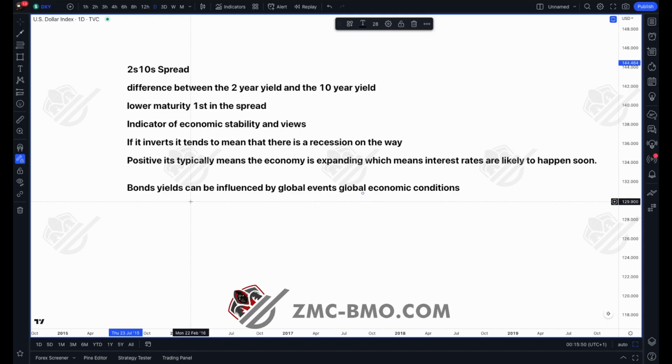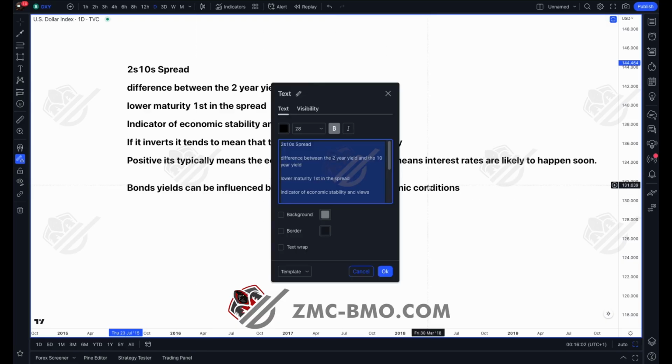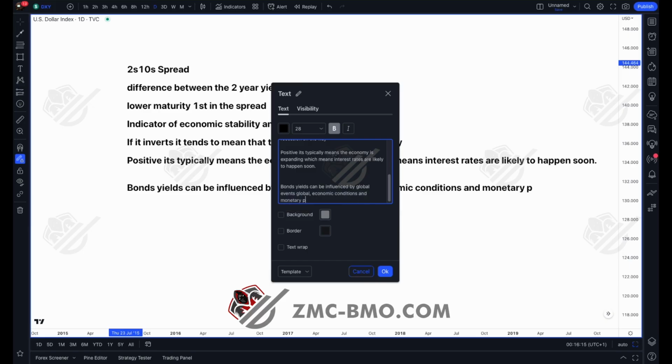So what does this mean for a currency? Like we know, if the 2s10s spread is moving higher, that typically means interest rates are being raised. It's obviously affected by monetary policy. So let me add monetary policy into this. I'll put a comma, actually, comma, and monetary policy. So it's typically also affected by monetary policy.